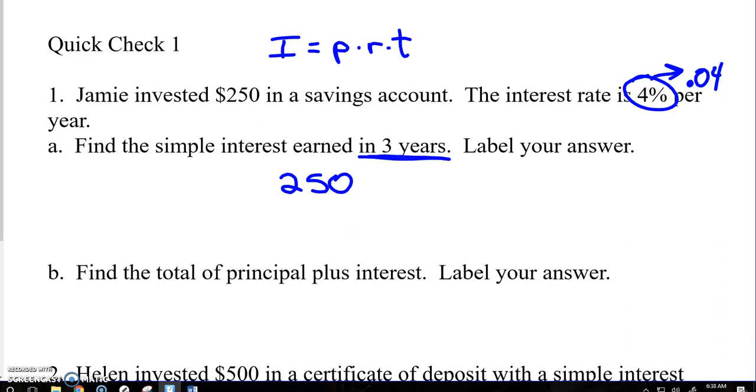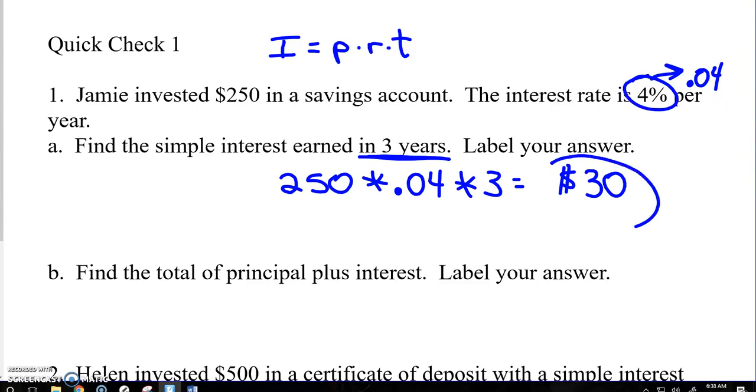So the nice thing here, if we use the formula, we take our principal times the interest rate, which we just said as a decimal is 0.04, times the number of years, in this case 3, and we can just plop all that in our calculator at once. Gives us $30. So $30 is the simple interest.